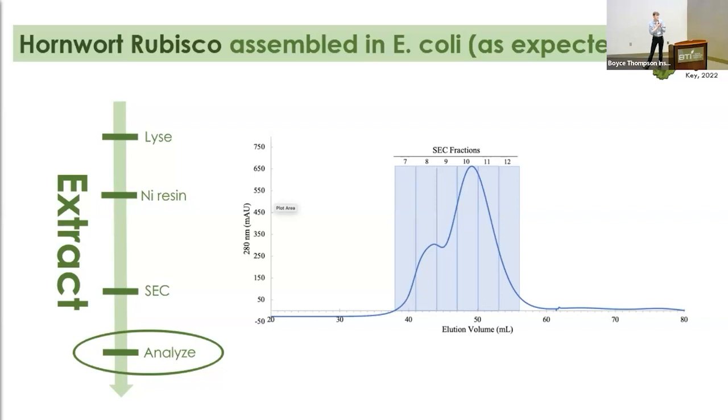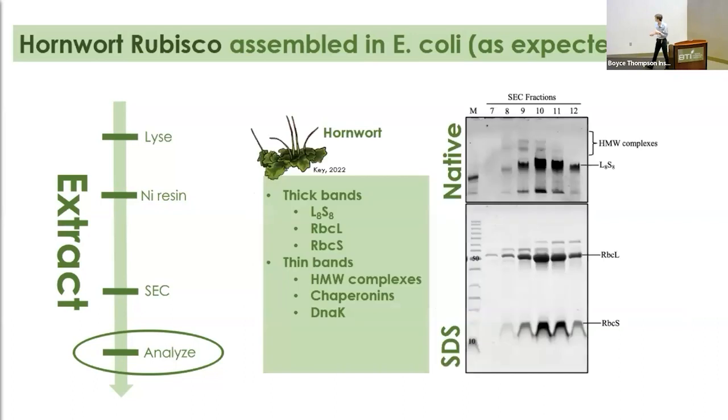It splits your sample into fractions, and the fractions that had proteins were fractions 7 through 12. And you can see that there's 2 distinct humps. The hump on the left is the chaperonins, and then the Rubiscos are in the larger hump. That's just from previous experience. And we can see that actually correlates into the gel, where we have really thick bands that are the Rubisco complex in fractions 9 through 12. This is the hornwort. We have really thick L8, S8, really noticeable large subunit and small subunit bands.